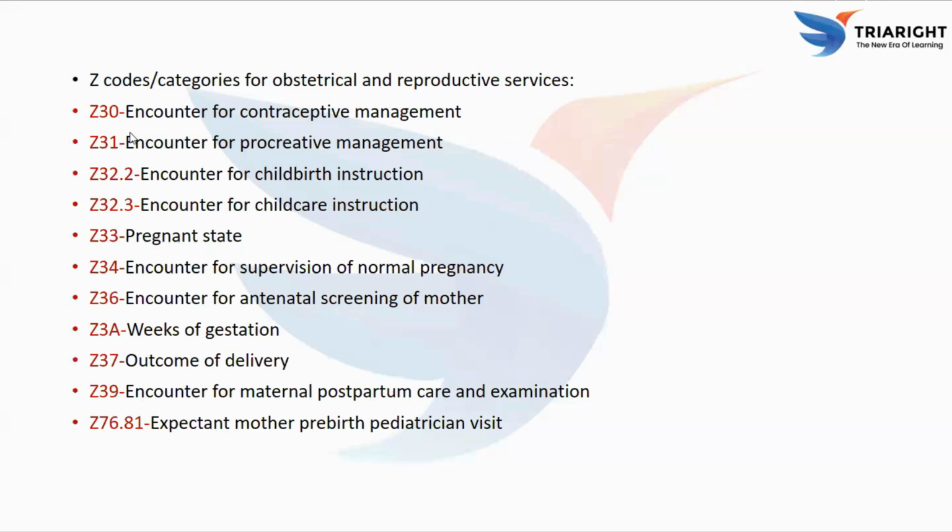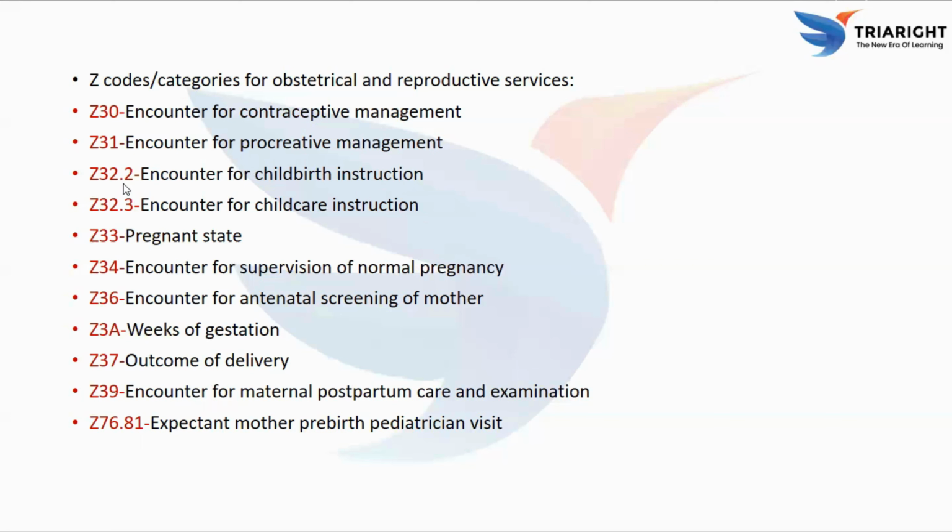And coming to Z30 category code, encounter for contraceptive management. So this is used for birth control advice or management, used for insertion, removal or check of the contraceptives. So examples of counseling of oral pills, IUCD insertion, contraceptive follow visit. And Z31 is about encounter for procreative management. So this is used when patient wants help with becoming pregnant. Examples like fertility counseling, IVF consultation and preconception planning.